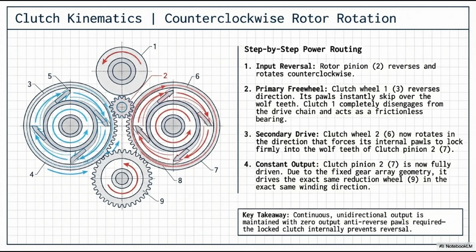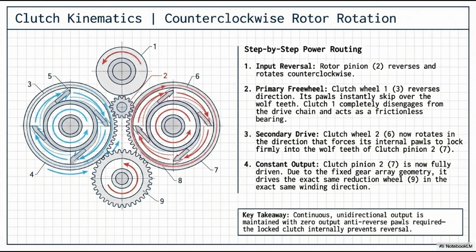Step 3, secondary drive: look at the right side. Clutch wheel 2, component 6, now rotates counterclockwise. This is the critical direction. This forces its internal pawls to lock firmly into the wolf teeth of clutch pinion 2, component 7. Step 4, constant output: clutch pinion 2 is now the fully driven shaft. Due to the fixed geometric array of the gears, pinion 2 drives the exact same reduction wheel, 9, in the exact same winding direction as before.